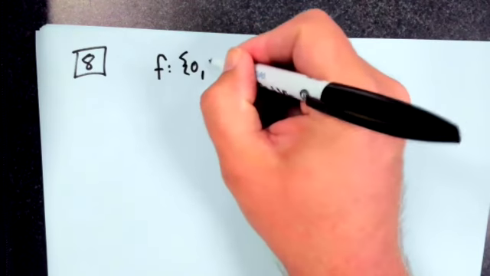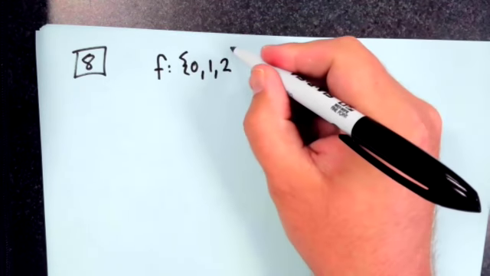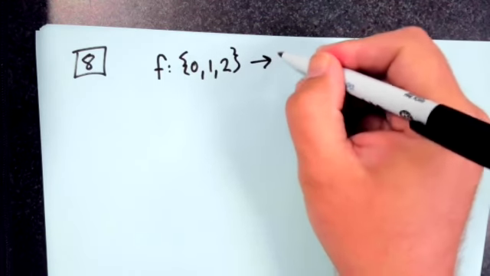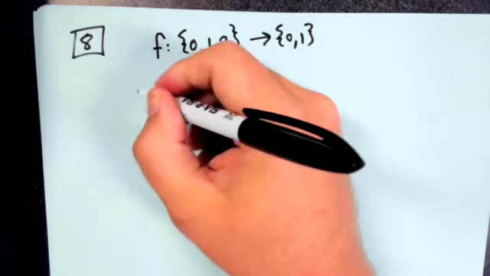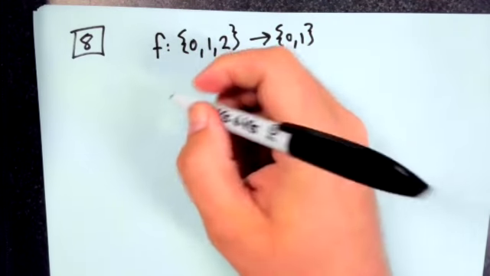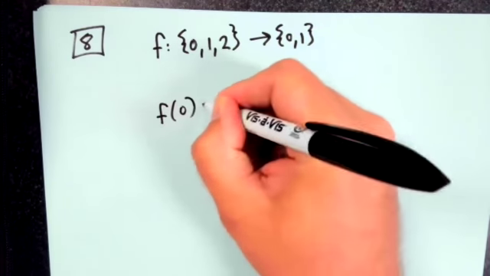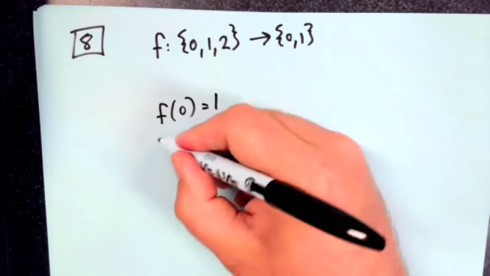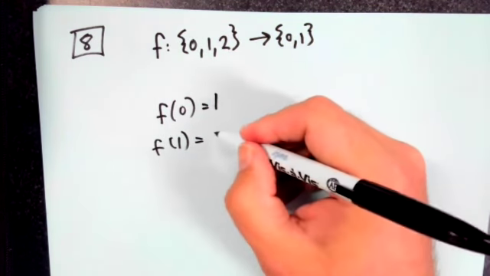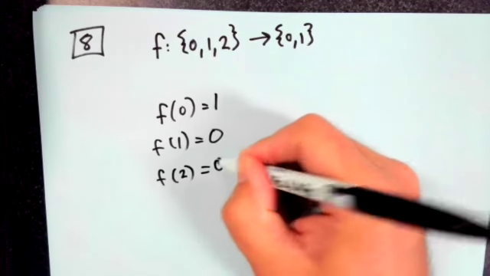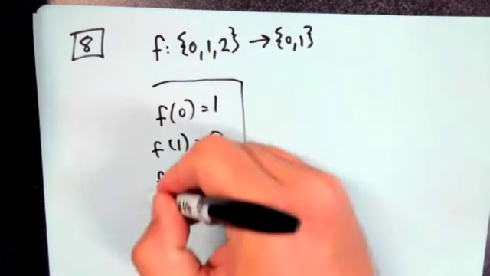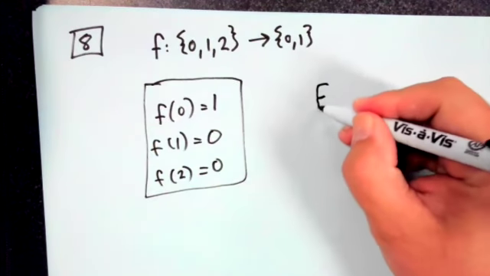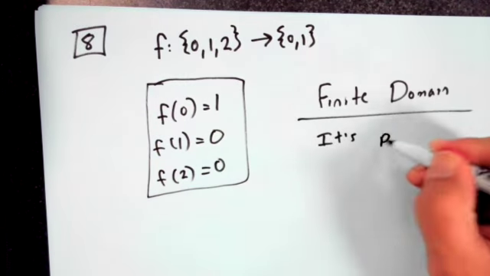So what if I said the function from {0, 1, 2} to {0, 1}, I need to stop using f. This is the last time I'm going to use f. What if I said f(0) = 1, f(1) = 0, f(2) = 0. Is this a valid function? If you have a finite set, then you can just list all the values.